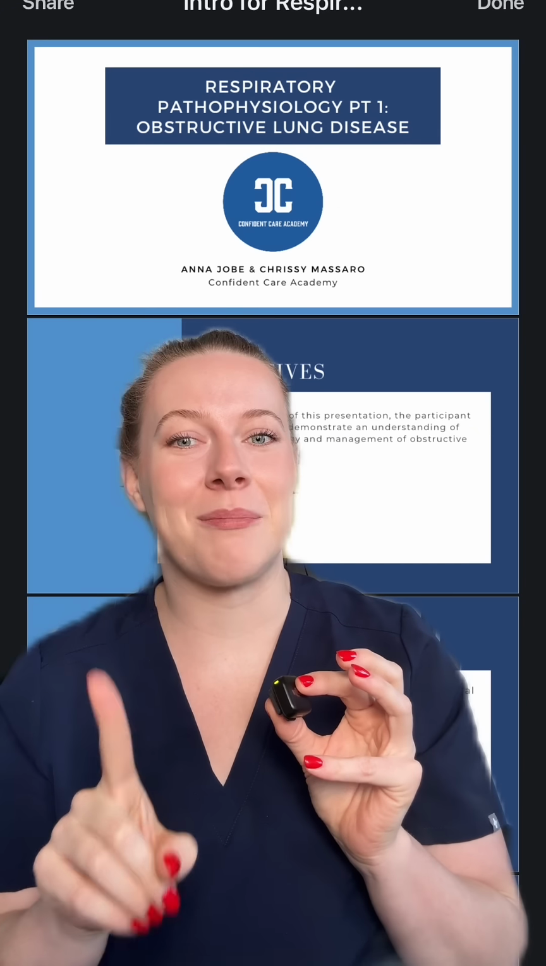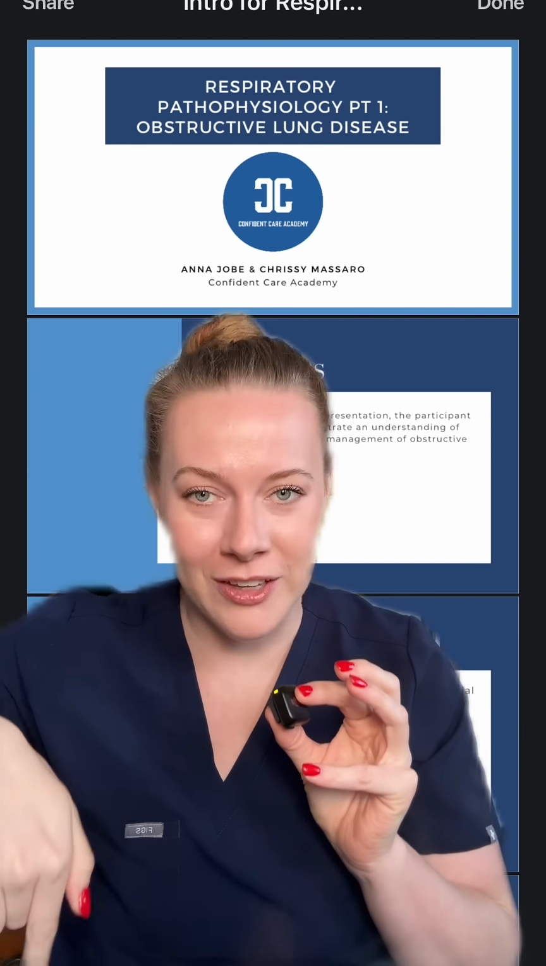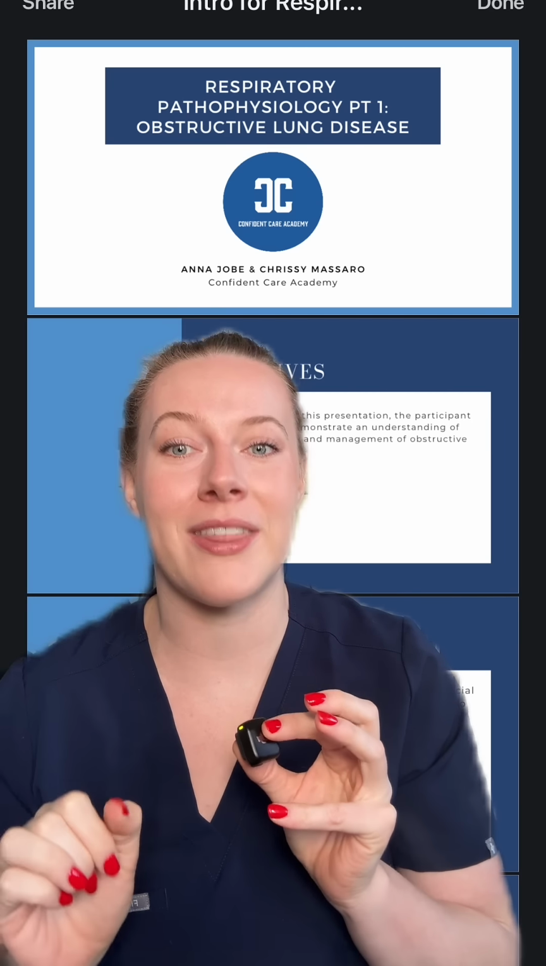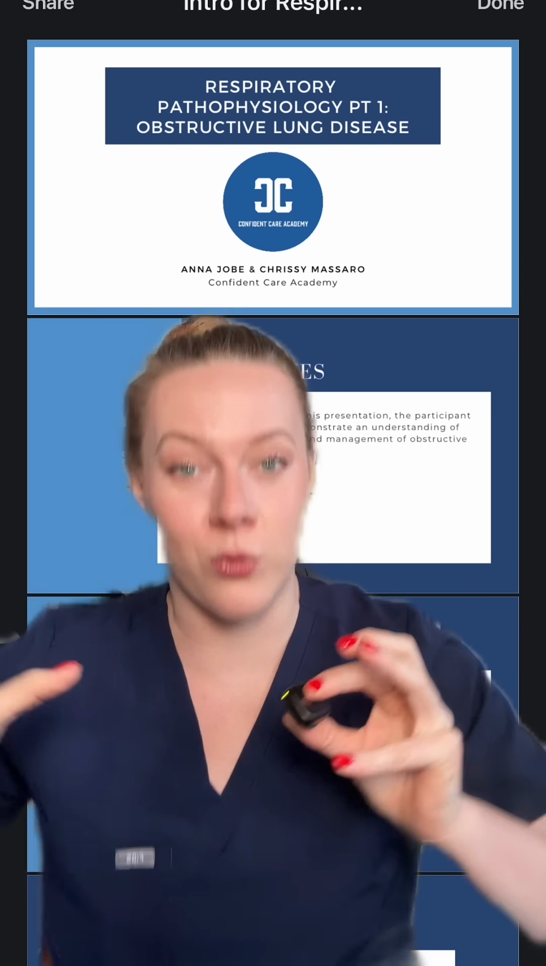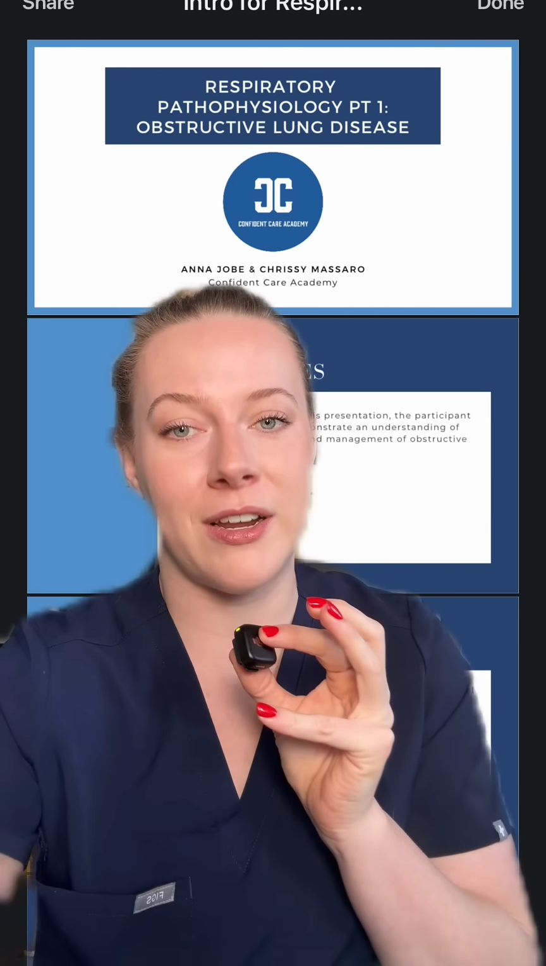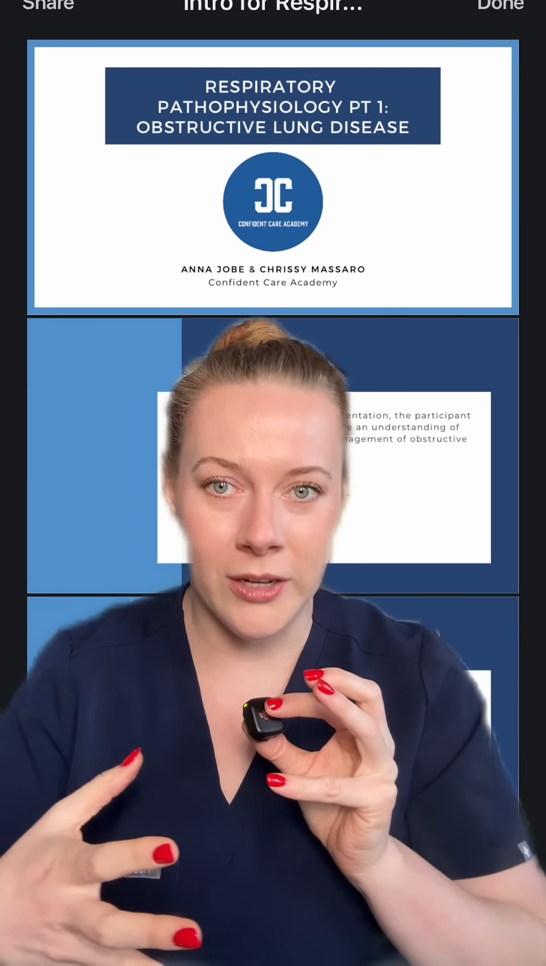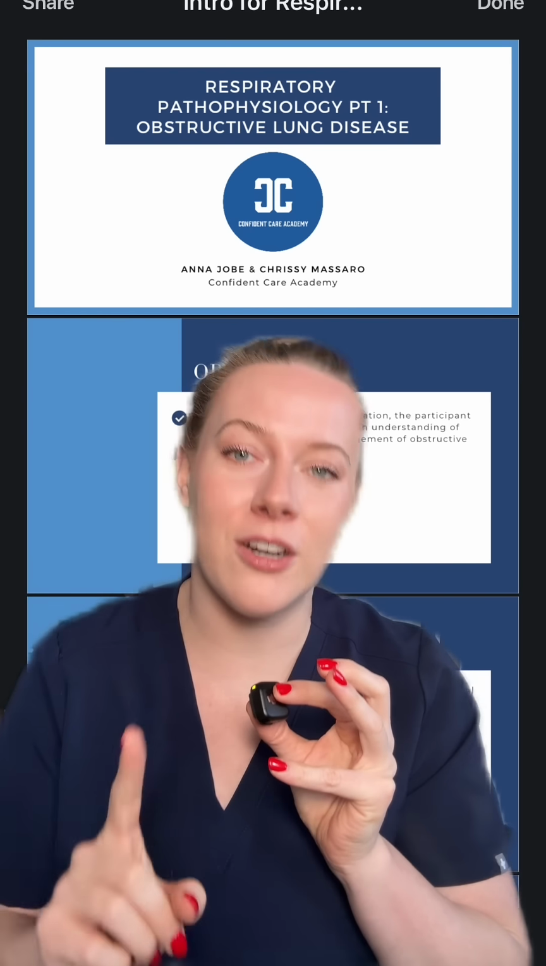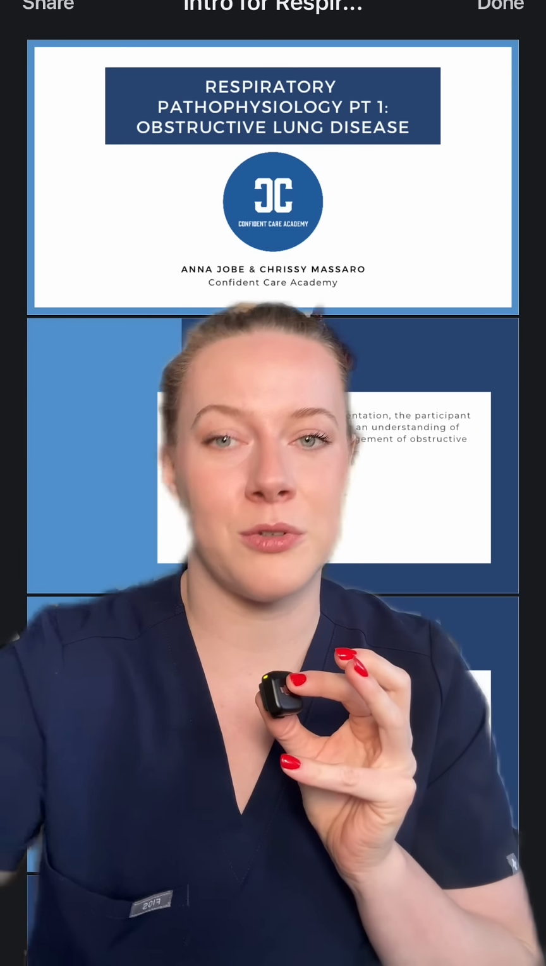This is where I get tripped up, but elasticity is inversely related to compliance. So lungs with high elasticity, strong recoil, have low compliance and vice versa. The loss of elastic recoil, as we see with emphysema, leads to increased compliance and impaired expiratory airflow.